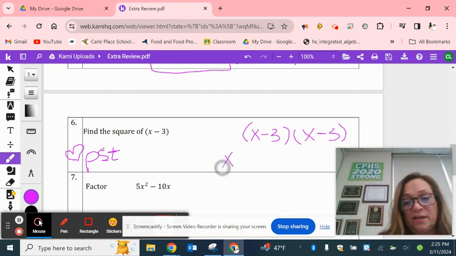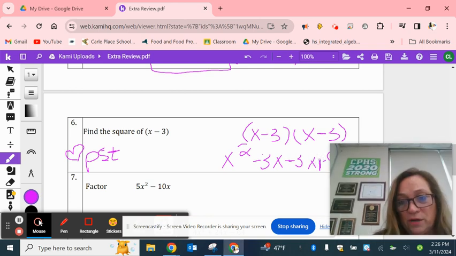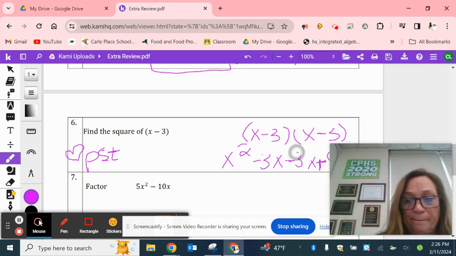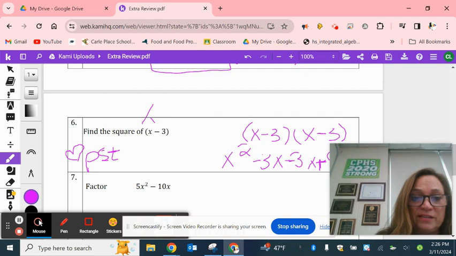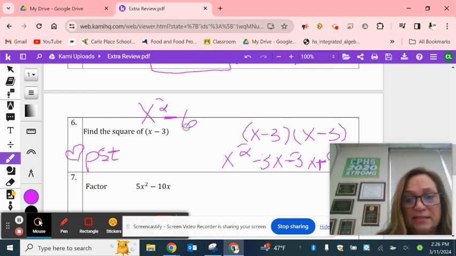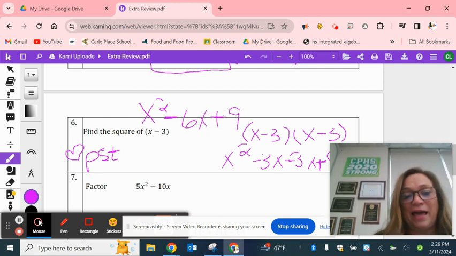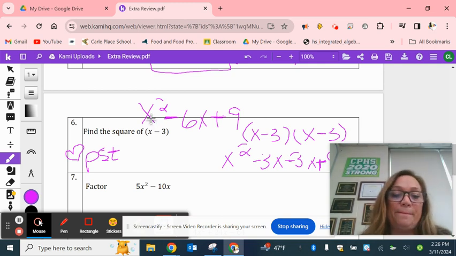All right, so this is going to be x squared minus 3x twice, and then a plus 9. And of course, the pen's not writing great. So therefore, I get the perfect square trinomial x squared minus 6x plus 9. Okay, x squared minus 6x plus 9.